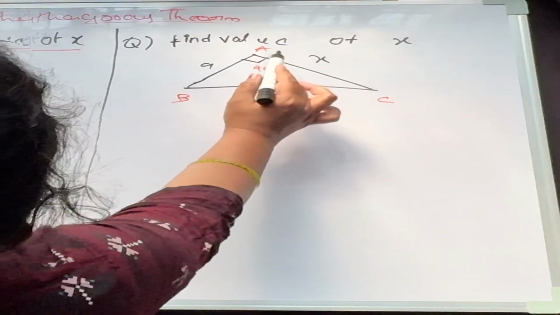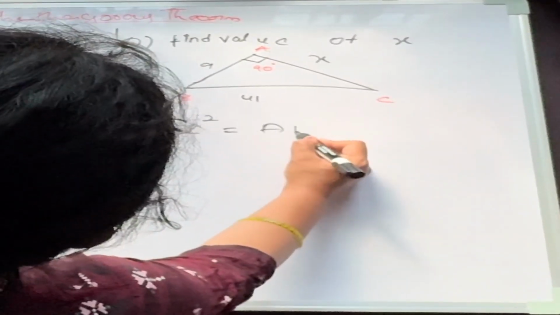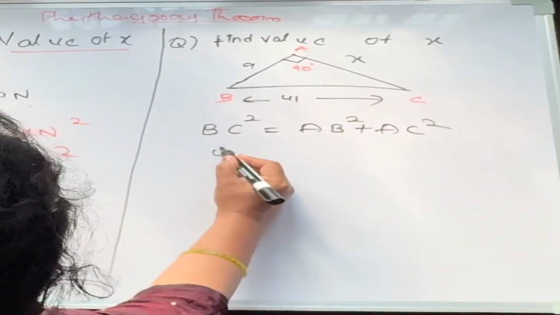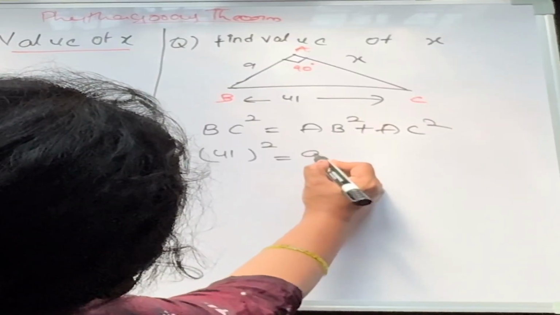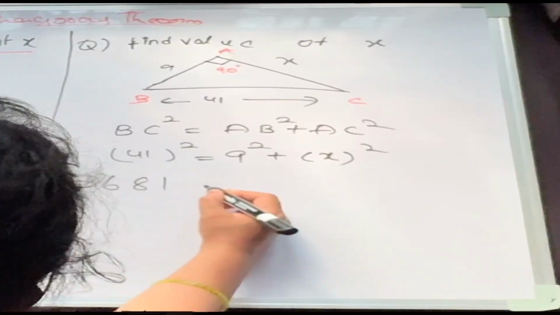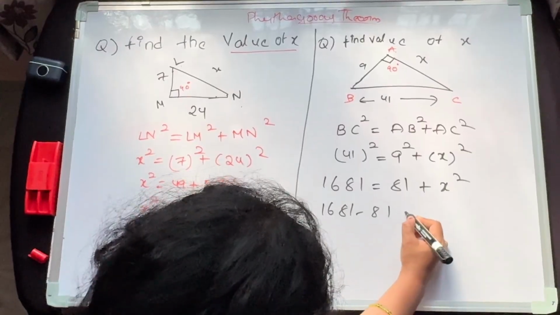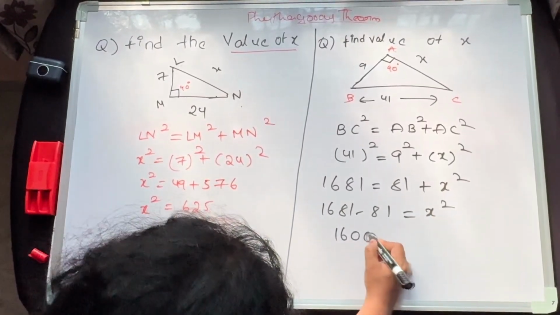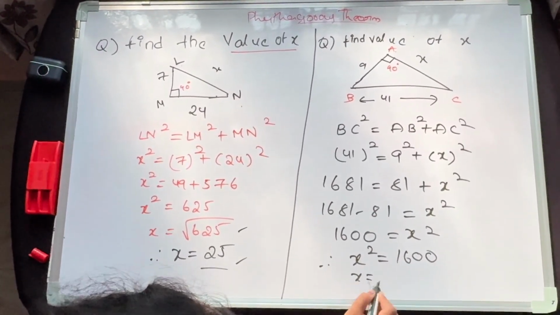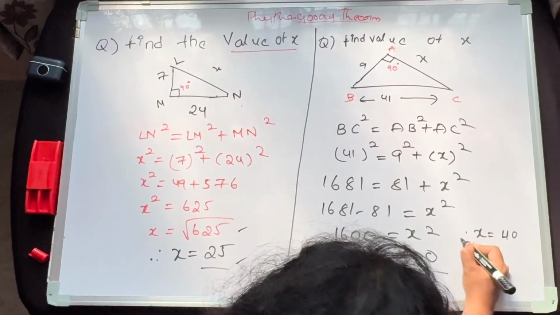An example is given like this. Opposite to 90 degrees, this is the hypotenuse. Therefore, BC square is equal to AB square plus AC square. BC is how much? 41. 41 whole square is equal to 9 square plus AC, which is x, square. Okay, 9 9s are 81, plus x square. 1681 minus 81 is equal to x square. 1600 is equal to x square. Therefore, x square is equal to 1600. X is equal to root 1600. X is equal to 40.